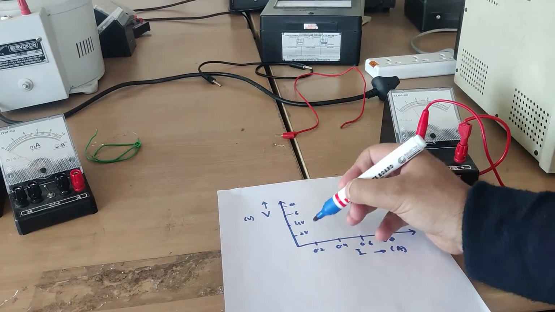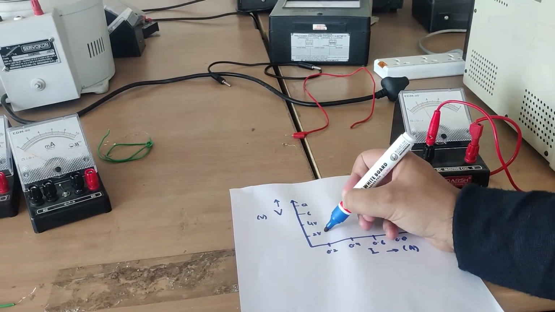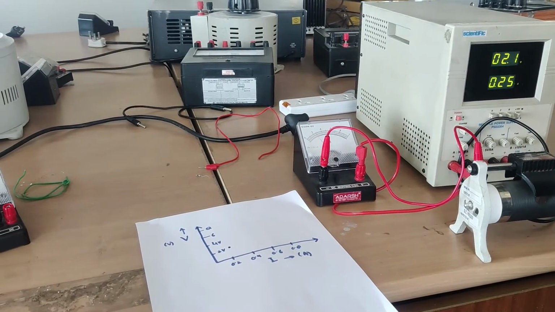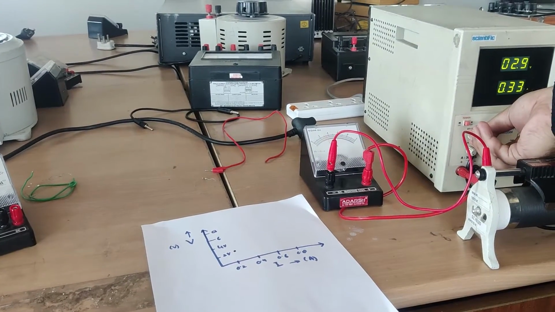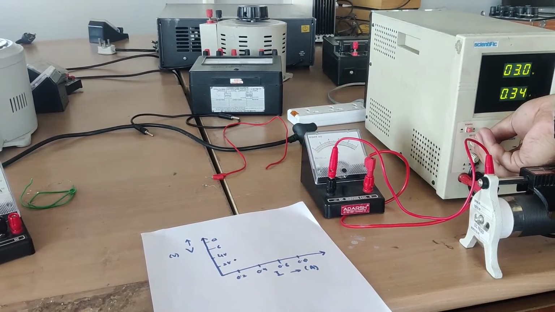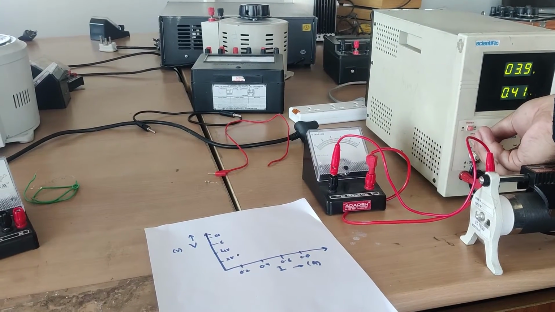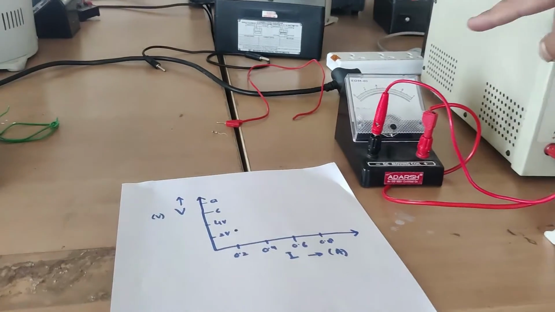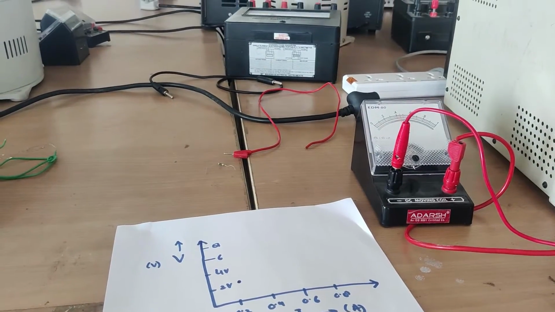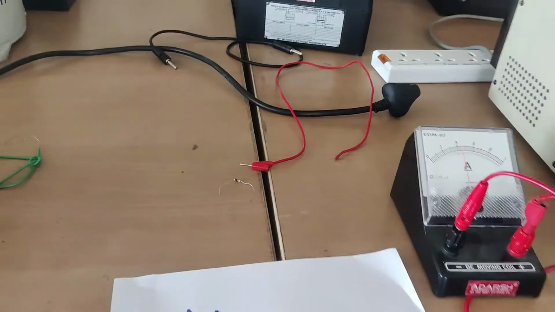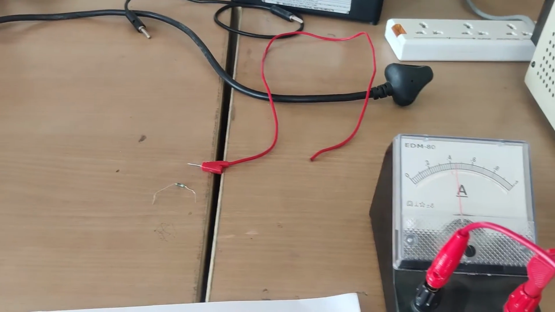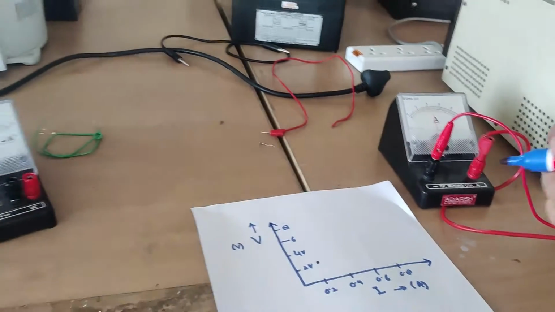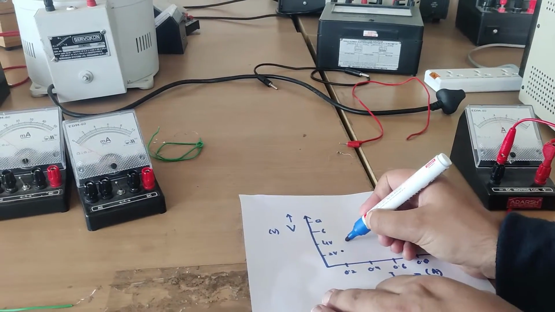You can see I have given 2 volts and the current is 0.2, so I will put a dot here. If I increase the voltage from 2 to 4 volts, the same scaling should apply, that is the scaling property: the current should be multiplied by the same factor. You can see at 4 volts the current is 0.4 amps. That means the same scaling factor has been multiplied and that is reflected on the current.